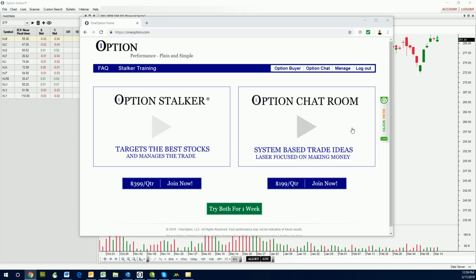The chat room used to be included in the Option Stalker subscription. Some of you may only want the chat room if you're active day traders. The Option Stalker platform itself is offered for $3.99 per quarter, and the chat room is offered for $1.99 per quarter. So I've separated the two in hopes of attracting more swing traders.